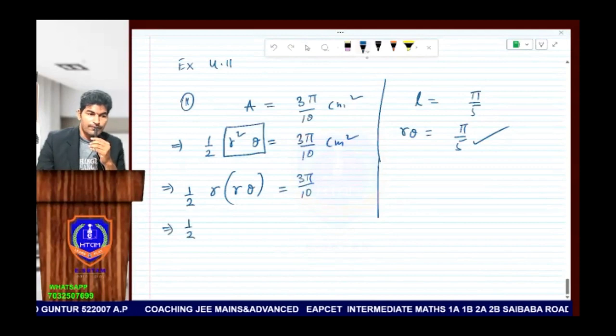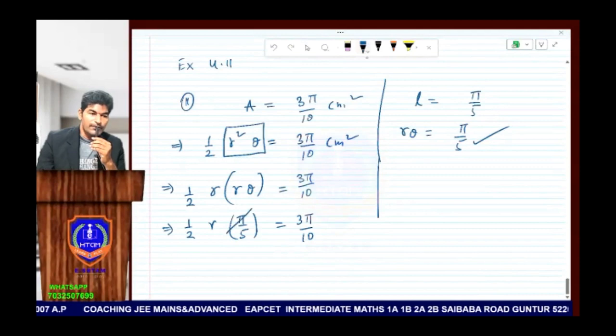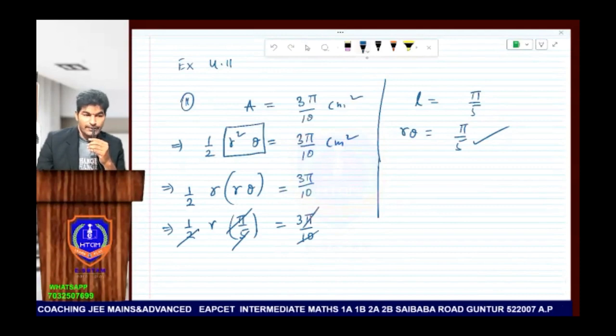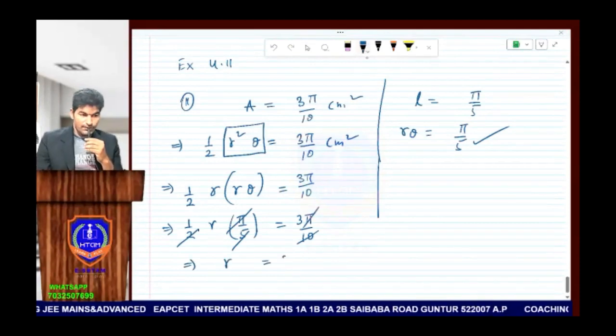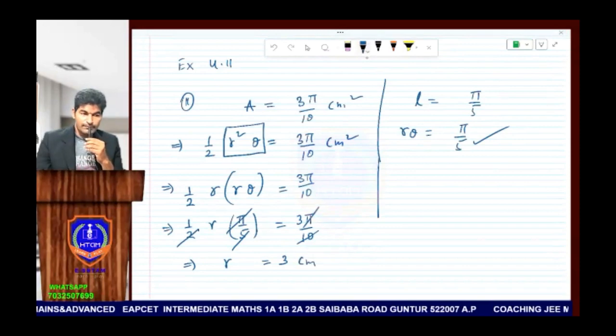So 1 by 2 R theta, R theta was pi by 5, and it is equal to 3 pi by 10. Now pi got cancelled on both sides, and the denominator 2 fives also got cancelled on both sides. 2 fives are 10 on the left side, and the denominator on the right side is also 10. So both got cancelled, and R is equal to how much? 3 is left. So this is in centimeters.